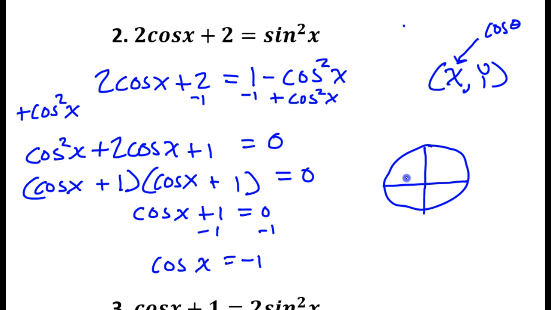Considering that the radius is 1, on my unit circle, where am I going to have a cosine of negative 1? Well, right here. This is going to be the point negative 1 comma 0. Cosine is the x value. And just like we saw on the last problem, that's pi. So x is equal to pi, and that is the only solution.